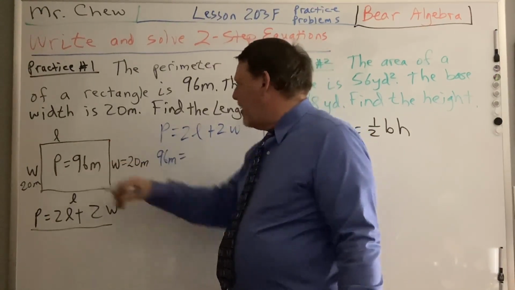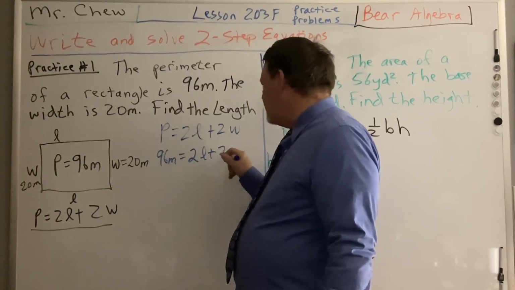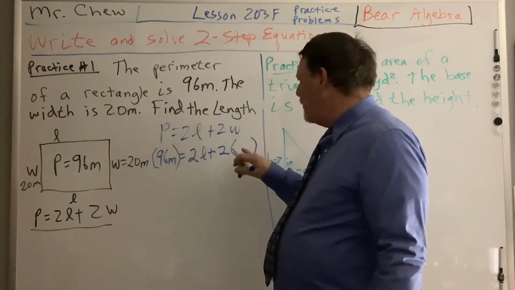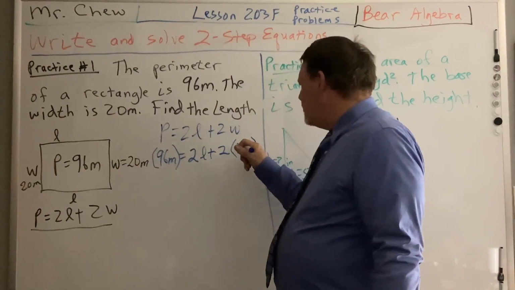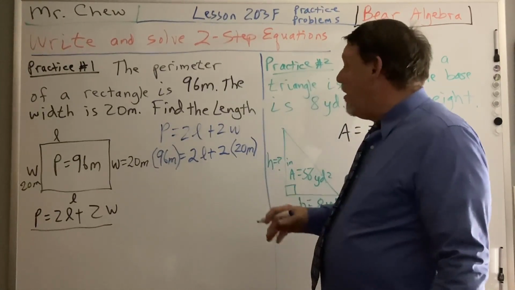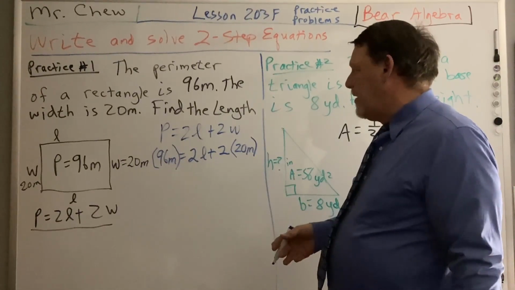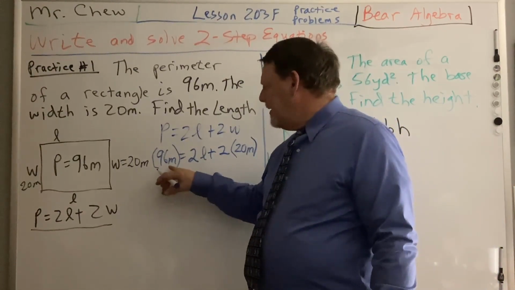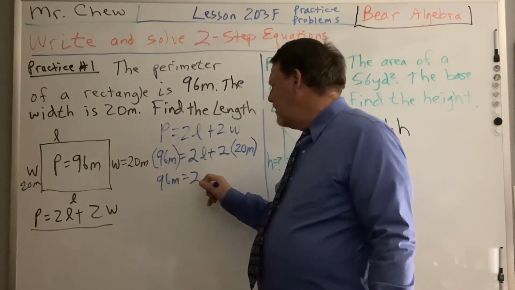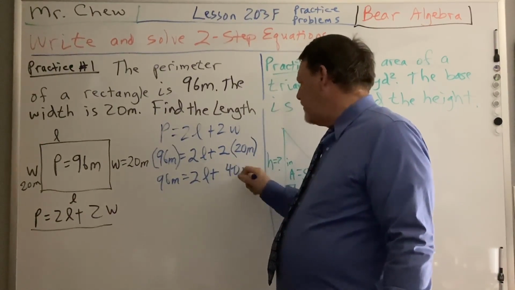I don't have a value of L, so I write that just as 2L. But I have a W, so it's 2 times. And I put parentheses here and put that 96 meters in it. And I'll put parentheses here and I'll put the value of W, which is 20 meters. All right. Now I'm going to simplify it and solve it using my order of operations. So 96 meters equals 2 times L, or 2 times the length, plus 2 times 20 meters is 40 meters.